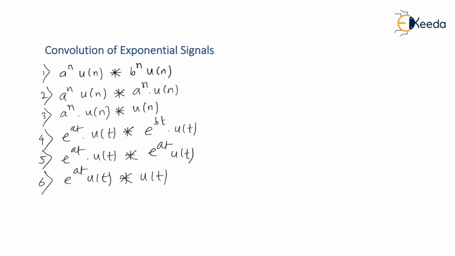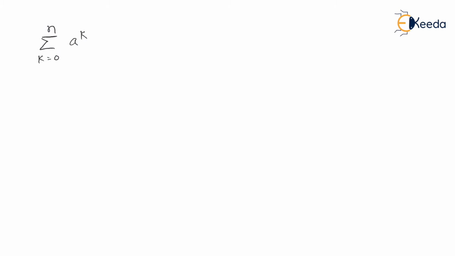So now if you notice, the first three questions belong to discrete time convolution and questions number 4, 5, 6 belong to continuous time convolution, right? So if we learn this set of exponential signal convolutions, then it is easy for you to deal with the problems which are based on exponential signals when it comes to convolution. So let us proceed. Before we start with those questions, I'll start with one GP series.